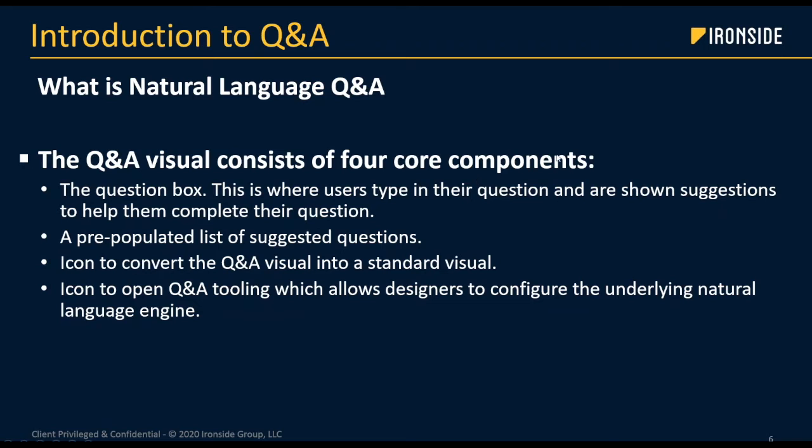So the Q&A visual, and again, it is a visual just like any other visual in Power BI, consists of four components, right? And we're going to see that in a second. There's the question box where you simply type in the information you're looking for. Then there's a list of pre-populated questions to help get you started. And then there are icons to modify the settings or to save the visuals, or whatever it is that it returns, to your dashboard or to your report, right? So again, we're going to look at this right now.